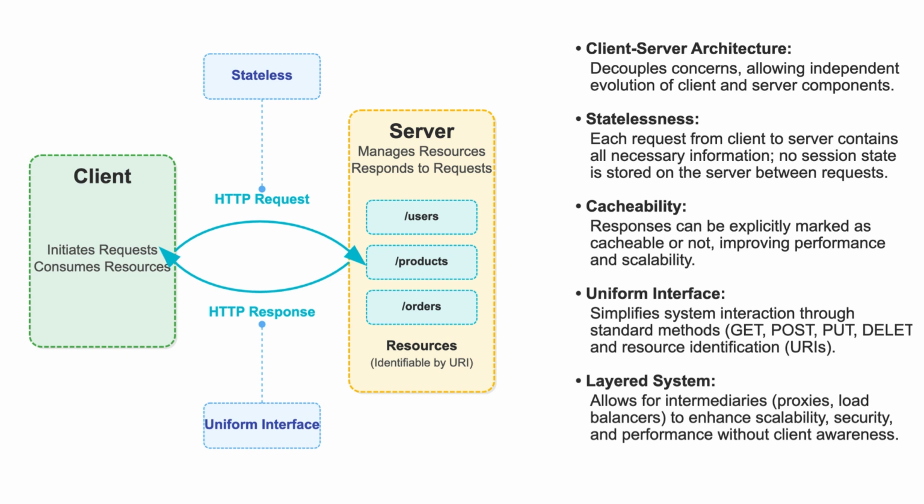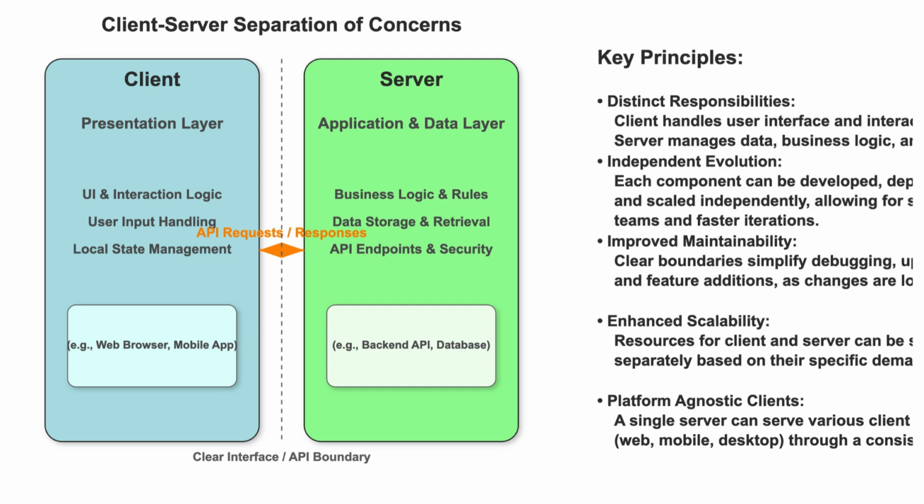Third, cacheable. Responses can be explicitly labeled as cacheable, allowing clients, intermediaries, or the server itself to reuse data. This significantly reduces latency and network load, as shown in the cacheable responses for efficiency diagram.